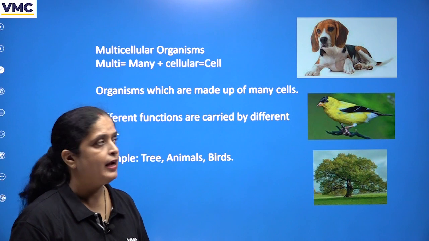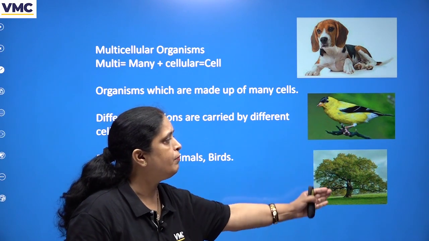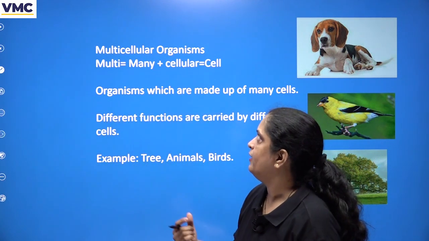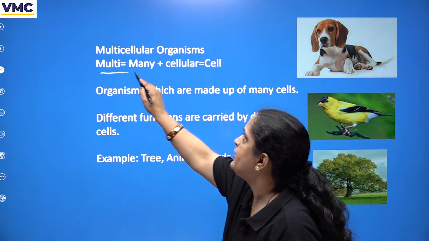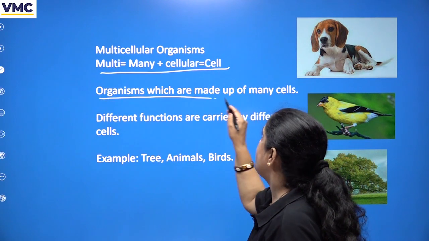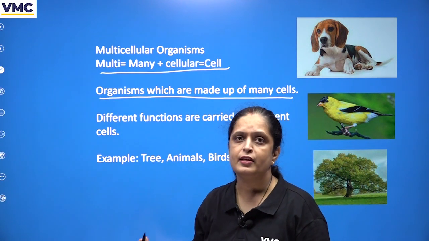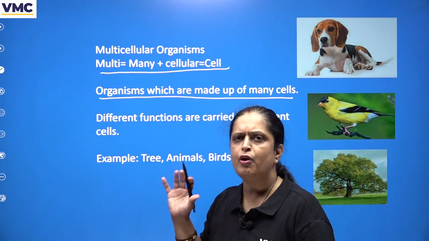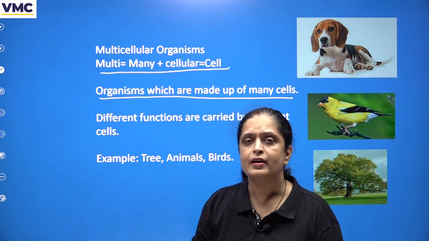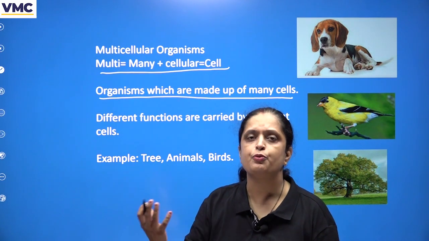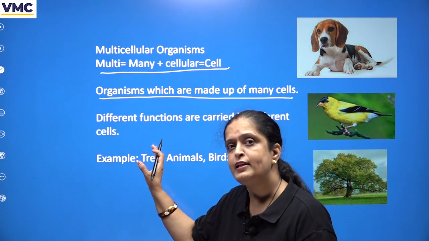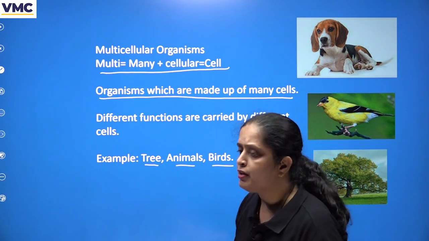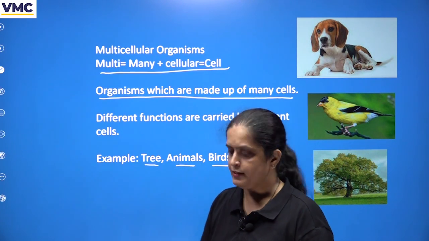What about multicellular organism? Multicellular organism like the dog, bird, the trees, they are made of more than one cell. Organisms which are made up of many cells are known as multicellular organism. Different functions are carried by different cells. For example, like every organ has a different function to perform, similarly, cells of multicellular organism perform different functions. Tree, animal, birds, dogs, humans are all example of multicellular organisms.